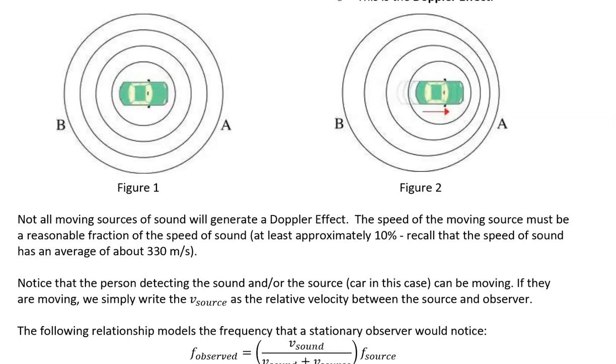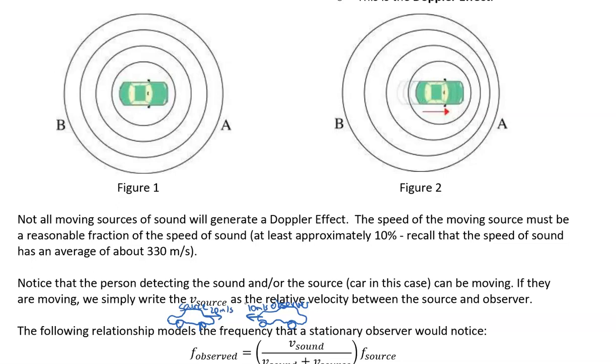So let's say, for example, I have a car right here, and it's moving towards another car right here. And let's suppose that the car on the left is the source. The sound is actually coming from that car. And so the observer would be over here on the right. And so let's say the observer was going at 10 meters per second, and the source was moving at 20 meters per second.